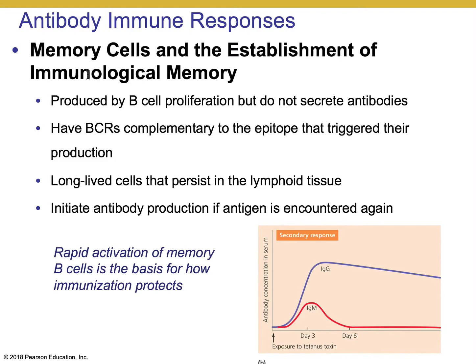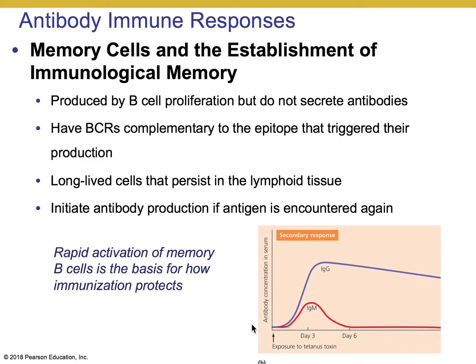So this concept of immunological memory is really due to those memory cells that last beyond the time of the initial infection. These memory cells are produced by B cell proliferation, but again do not secrete antibodies at that time, but their B cell receptors are still complementary, matching exactly the epitope. So the memory cells have B cell receptors complementary to whatever stimulated the original proliferation of the progenitor B cell. They are long-lived, persist in the lymphoid tissue, and will initiate antibody production immediately if the antigen shows up again.